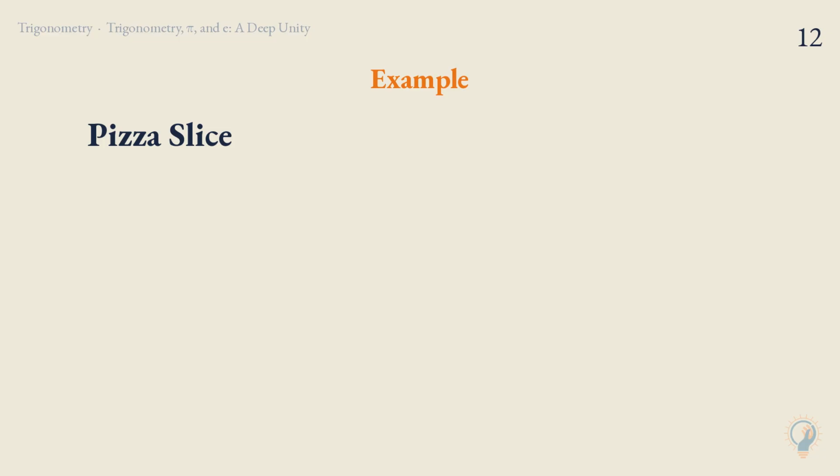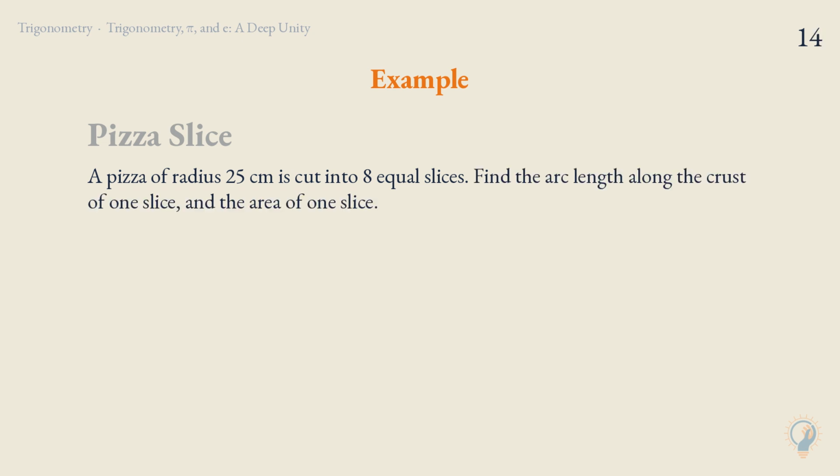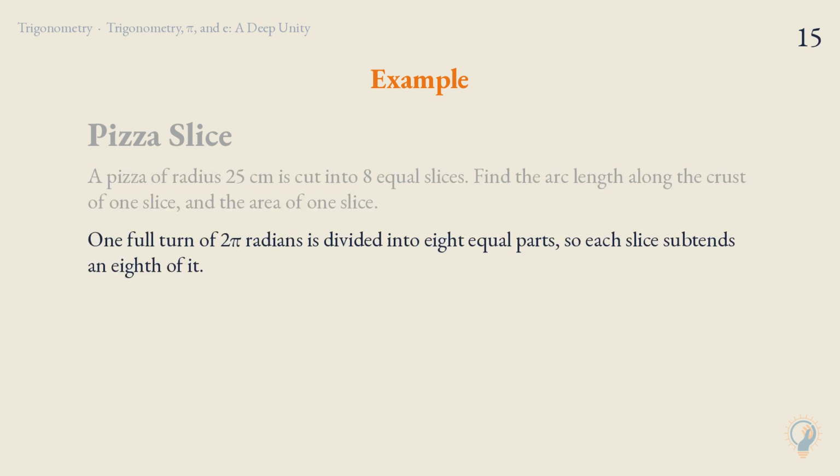Worked example, pizza slice. A pizza of radius 25 centimeters is cut into 8 equal slices. Find the arc length along the crust of one slice and the area of one slice. One full turn of 2 pi radians is divided into 8 equal parts, so each slice subtends an eighth of it. Theta equals 2 pi over 8, which simplifies to pi over 4 radians.